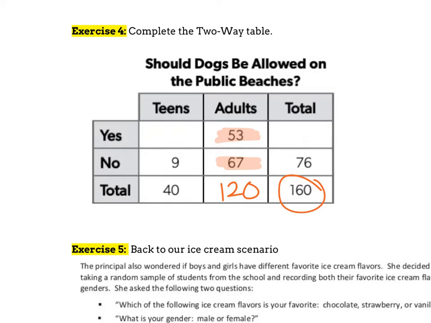I'm going to come over here to my teens column. If 40 were surveyed, 9 said no, that means 31 of them said yes. And then I can find my total here, 31 plus 53 is 84. I can double check to make sure that 84 plus 76 is 160. Check, it is. Be careful when you're doing these computations. If even one number is wrong, it's going to have a ripple effect on the entire table.